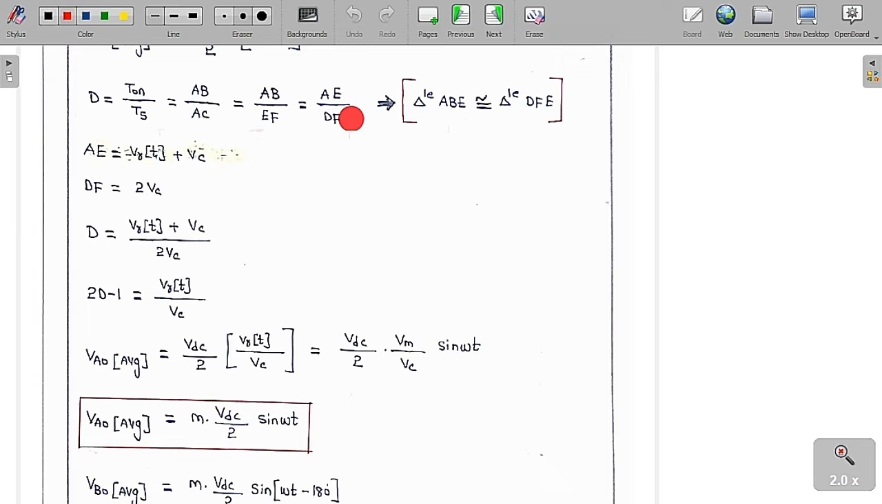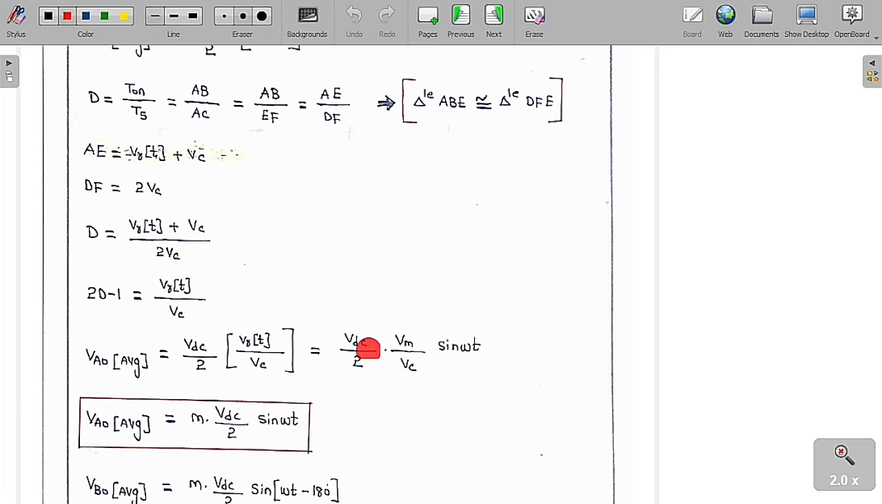So you can substitute in this equation. Finally, if you solve this, we are going to get 2D minus 1 is equal to VR of T by VC. Therefore VA naught average is equal to, just now we did, VDC by 2 into 2D minus 1. So in place of 2D minus 1 I am going to substitute VR of T by VC.